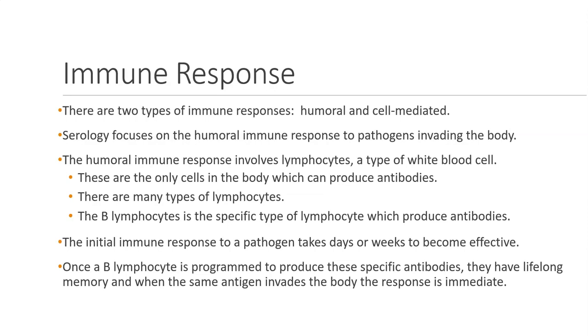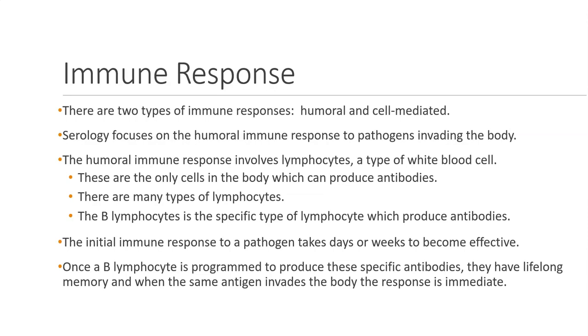There are many types of lymphocytes. The B lymphocyte is the specific type of lymphocyte which produces antibodies. The initial immune response to a pathogen takes days or weeks to become effective. Once a B lymphocyte is programmed to produce these specific antibodies, they have lifelong memories.